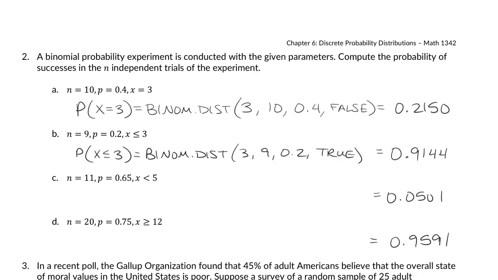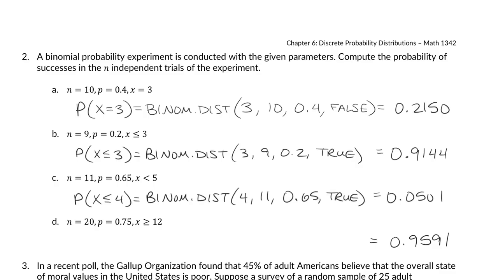Awesome. Okay, so we feel good about B. For C, the trick was that if I want less than 5, that means I'm actually finding less than or equal to 4. So I'm doing the binomial distribution of 4 out of 11 with a 65% chance of success, and then the word true, that's the cumulative. And then we get to the last one.